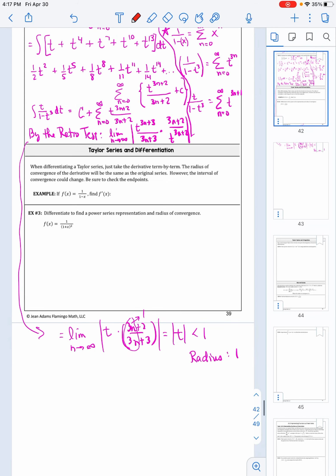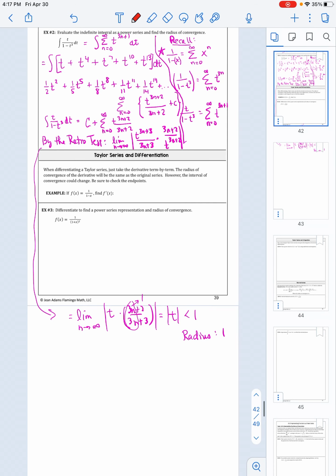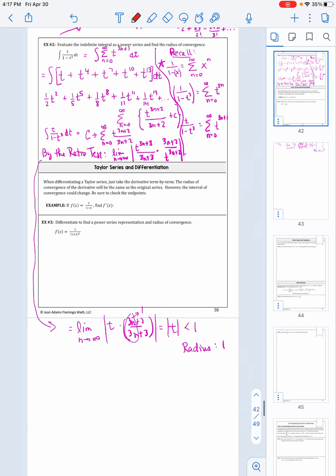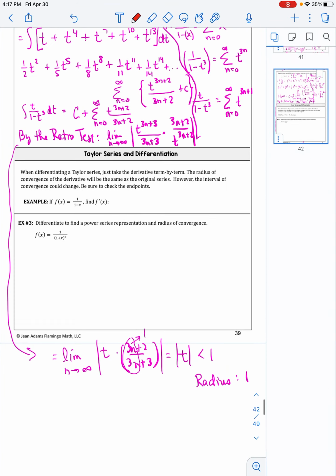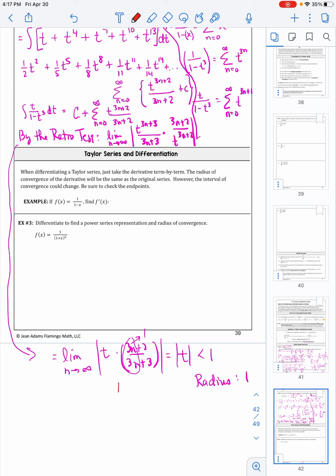And what we did on this last one that I just got finished with, I wanted to just remind you on example number 2, you evaluated the indefinite integral as a power series, and you found the radius of convergence, because we knew that for something to converge with the ratio test, the answer to your limit had to be less than 1. And when your limit has your variable in it, then you can find what your variable needs to be to be convergent. So we used that to find that radius of convergence.